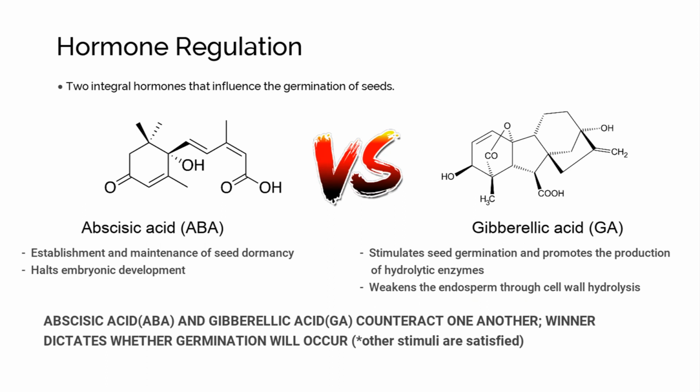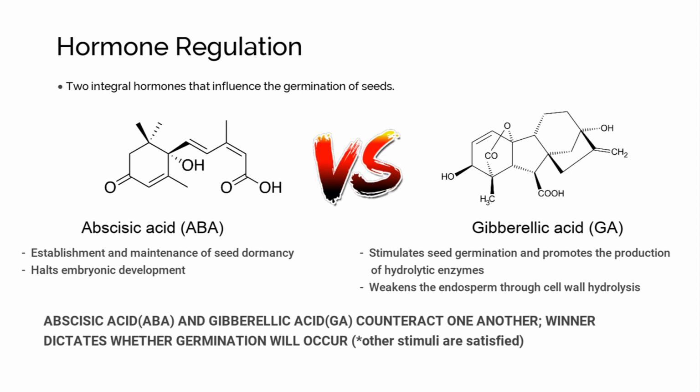Two fundamental hormones that play a crucial role in seed germination are abscisic acid, abbreviated as ABA, and gibberellins, abbreviated as GA. These two hormones are coined as antagonistic hormones due to the fact that they result in polar opposite effects for seed germination. Abscisic acid establishes and maintains seed dormancy, whereas the gibberellins promote seed germination.